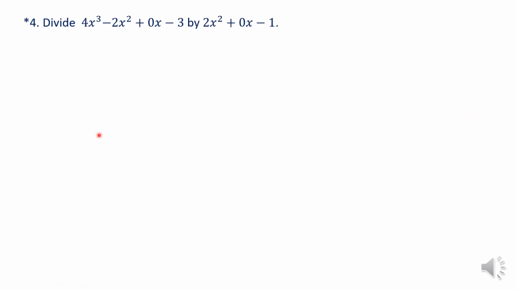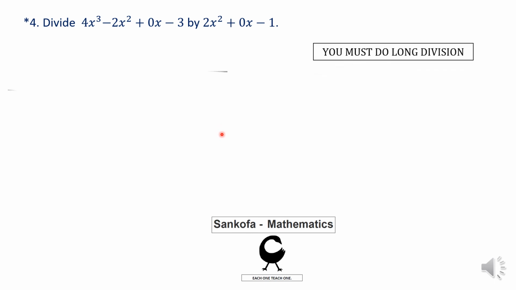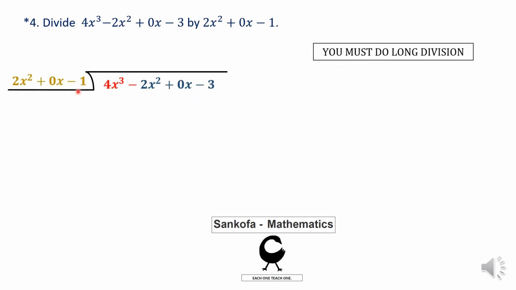Right, question 4, you have to be a bit careful. So what I did here is I added that 0x, just for placeholding, and also did the same at the divisor. So you have to then use long division. Right, so now I have got everything. Essentially we're going to use the 2x squared into the 4x cubed. It's just going to be the first term of the divisor that we are going to divide, as we did with the previous one here.